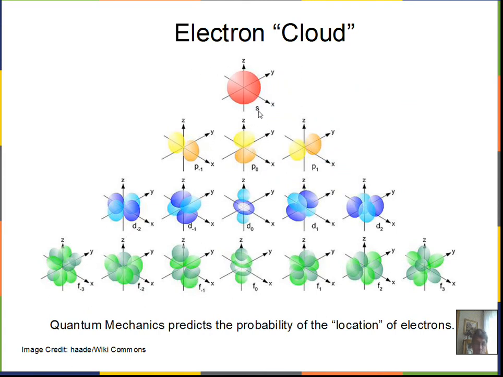And some more clouds to show you. L equals 0 is an S state. L equals 1 is a P state. And then these m sub L values, minus 1, 0, and plus 1. L equals 2 is a D state in our notation. So for L of 2, m sub L could be minus 2, minus 1, 0, plus 1, plus 2. And then L equals 3 would be an F state. And we get more complicated probability patterns as the L number increases.